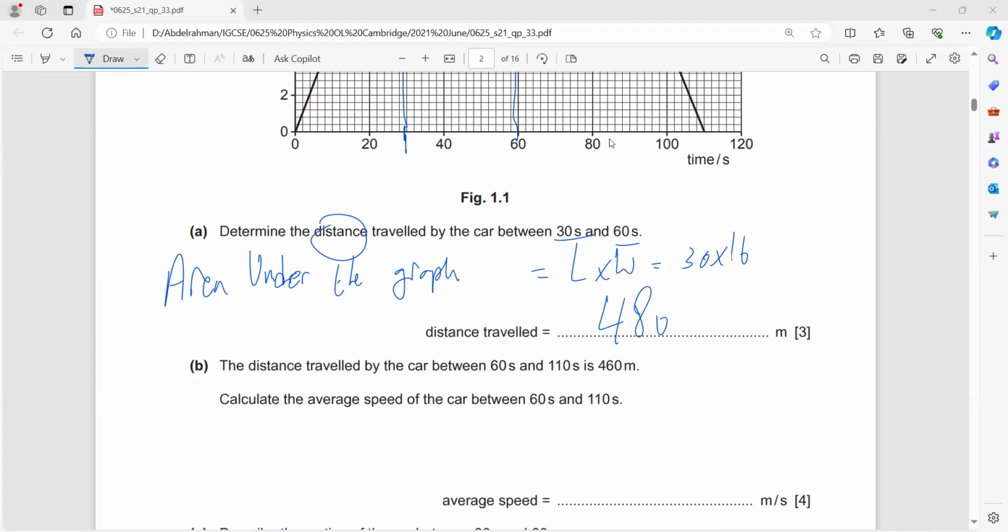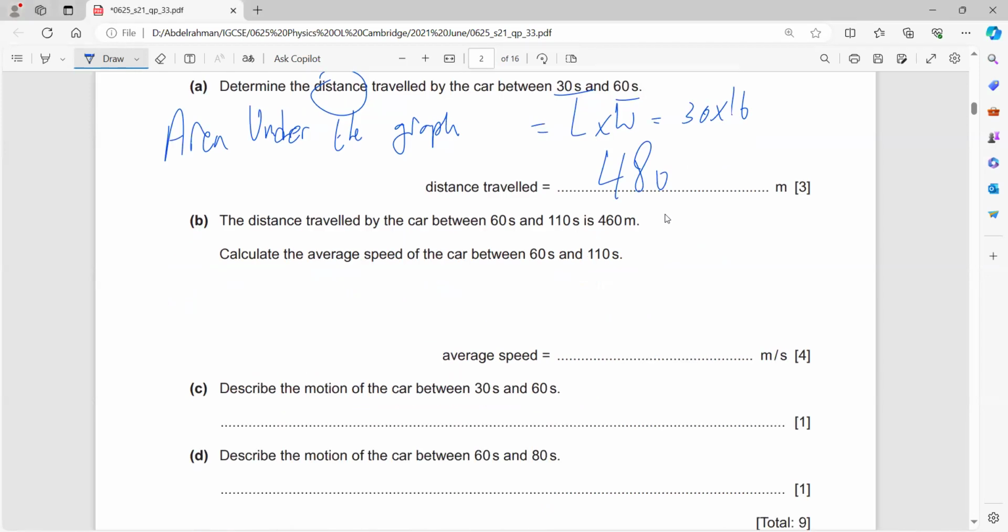Next question. The distance traveled by the car between 60 and 110 seconds is 460 meters. Calculate the average speed of the car between 60 and 110 seconds. Average speed equals total distance over total time taken. The total distance in this time interval was 460.